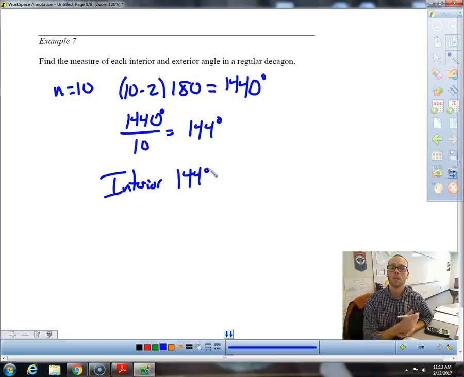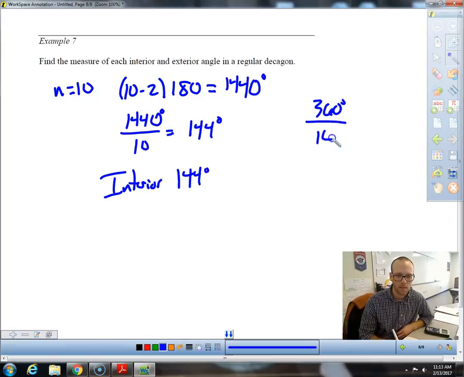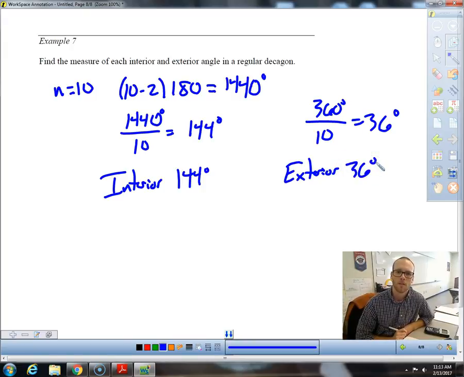Now, how do we get the exterior? Well, do we know what the sum of the exterior angles are? Yeah, it's 360. It doesn't matter that there's 10 sides. So to find the exterior angles, we could take simply 360 divided by 10 is 36 degrees. So the exterior angles on the regular decagon are 36 degrees.